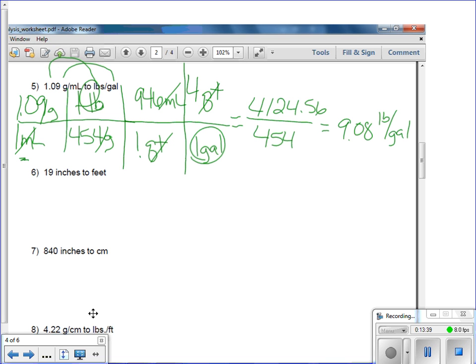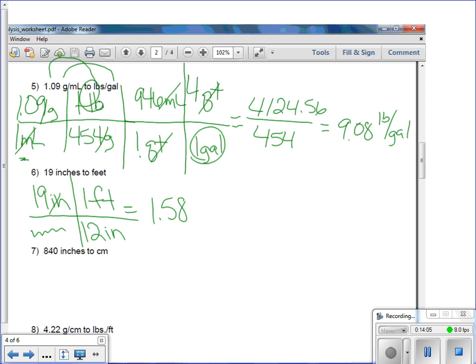All right, number 6. It goes back to one of the easy ones. 19 inches to feet. So I'm going to start with 19 inches. It's not inches per something, so we squiggle that out. I know that there are 12 inches in a foot. I need to put my inches on bottom so it cancels. So now I multiply across the top, divide by what's on the bottom, and I get 1.58 feet.